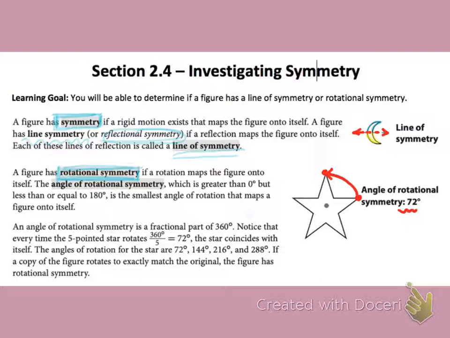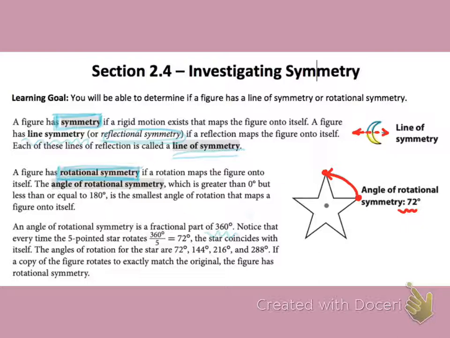So an angle of rotational symmetry is a fractional part of 360. That makes sense because 360 would be all the way around, right? And notice that every time this 5-pointed star rotates 360 degrees divided by 5, or 72 degrees, the star coincides with itself. The angles of rotation for the star are 72, 144, 216, and 288 degrees.